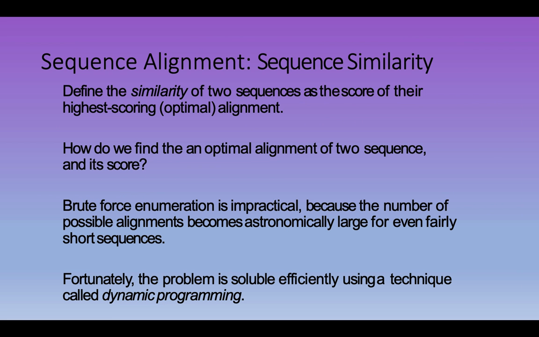So when we align sequences and assess their similarity, basically what we're doing is defining this similarity as the score of their highest scoring alignment, right? That's what we think is the sequence similarity between these two. How do we find the optimal alignment of these two sequences and its score?